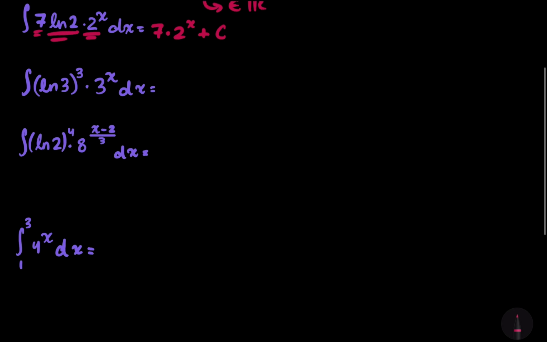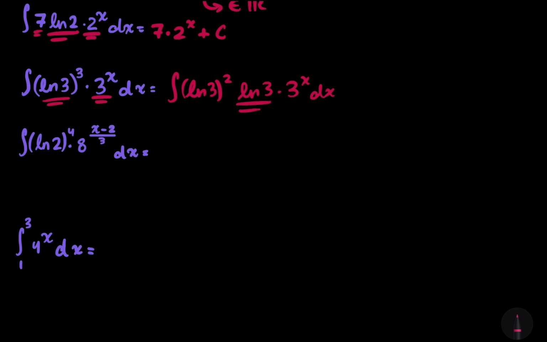And then next up here we have the indefinite integral of the natural log of 3 cubed, so the natural log of 3, all of that raised to the third power, times 3 to the x dx. So here we have the 3 to the x, here we have the natural log of 3 cubed, and what we need to do is we just need to manipulate this a little bit, right? So we can rewrite this as the indefinite integral of the natural log of 3 squared times the natural log of 3 times 3 to the x dx, right?